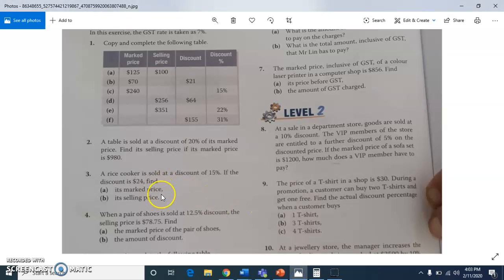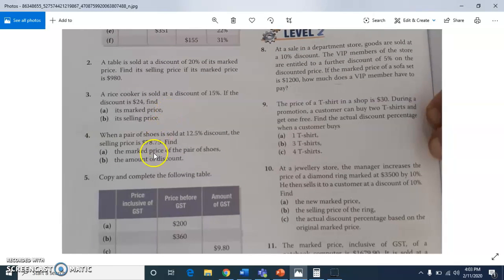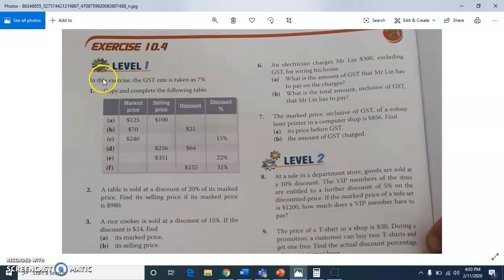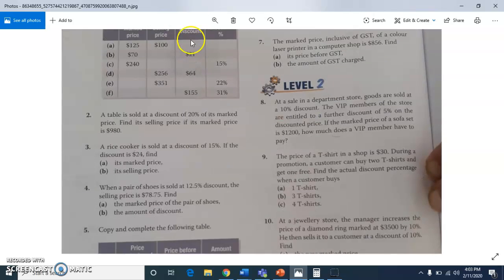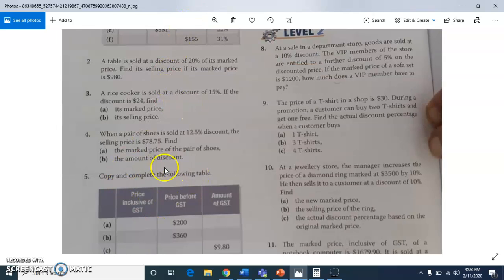I just want to remind you of one thing. You're going to be doing very similar things down here with the GST or the tax. Now, you probably don't remember this, but if you look at the top of the assignment, in this exercise, the GST is going to be taken at 7%. So whenever it talks about GST, you will think of it as 7%.